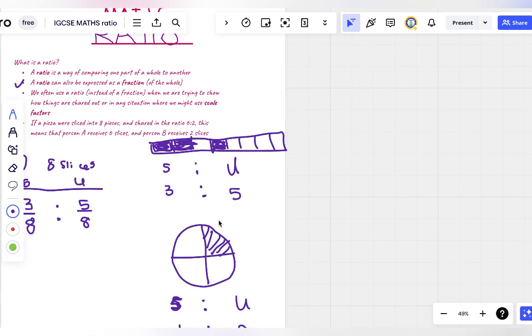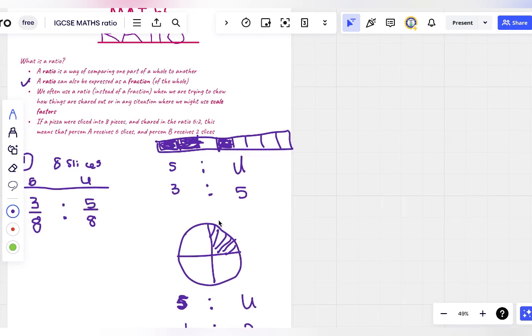Is that okay? For example, if pizzas were sliced into 8 pieces and shared in the ratio of 6 to 2, let's say we have 8 slices of pizza, like we wrote earlier on. And then these pizzas are shared in the ratio of 6 to 2. Maybe Percy A took 6 slices, and Percy B took 2 slices.